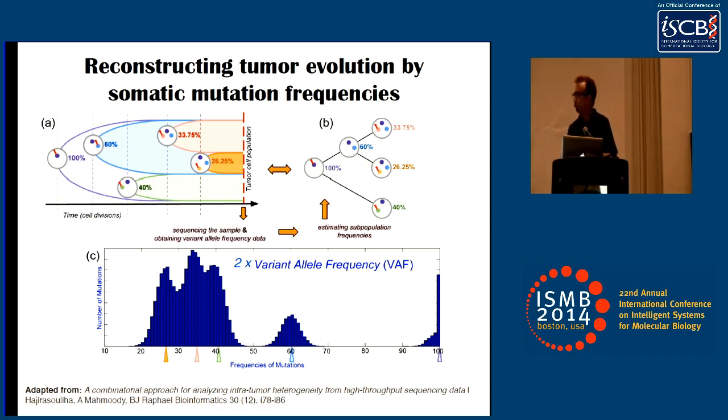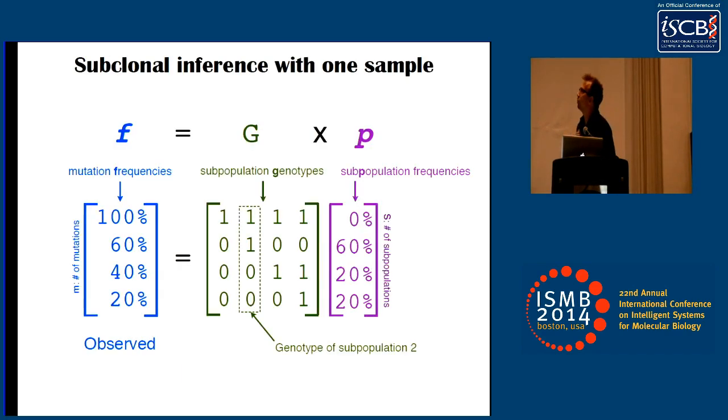Okay, so now we're going to ignore the fact that we have clusters of population frequency, and we're just going to say these are individual mutations because it's going to make the explanation a little bit easier. Okay, so if you want to do subclonal inference, and this is just with one sample now, you have to solve this matrix factorization problem.